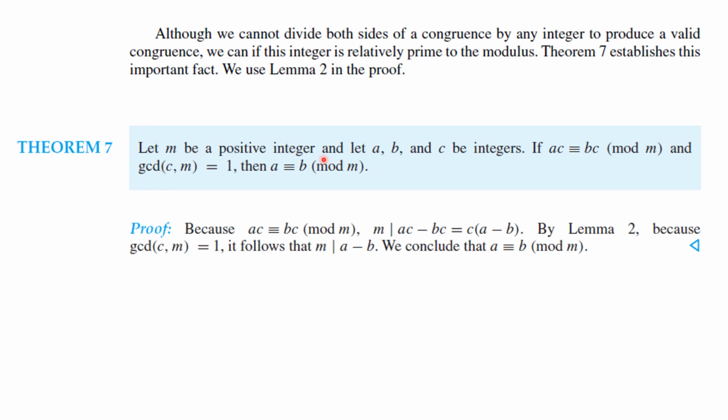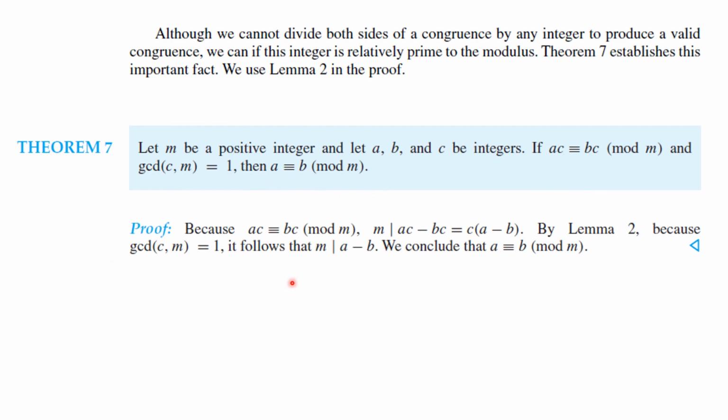So we let m be a positive integer and a, b, and c also be integers. Suppose you have ac is congruent to bc mod m, and you'd like to be able to conclude, oh, a is congruent to b mod m, but we've just seen that that's not the case. But here's what I'm saying: if the GCD of c and m is equal to 1, then you can cancel. Let's look at the proof.